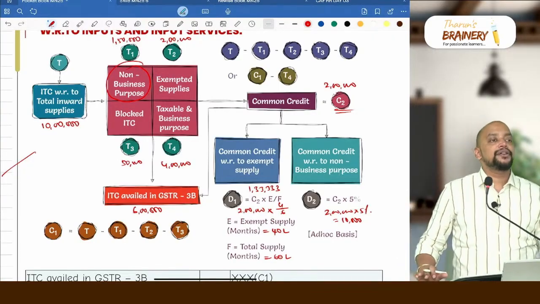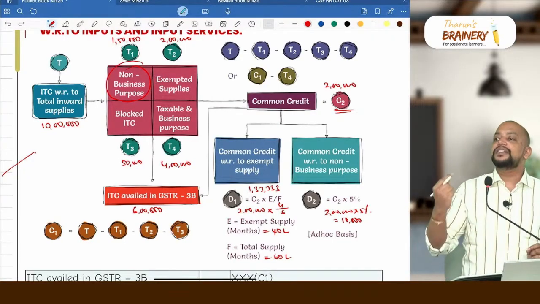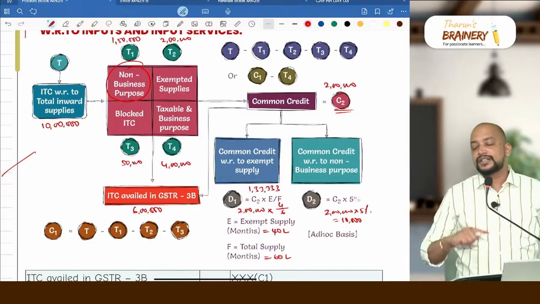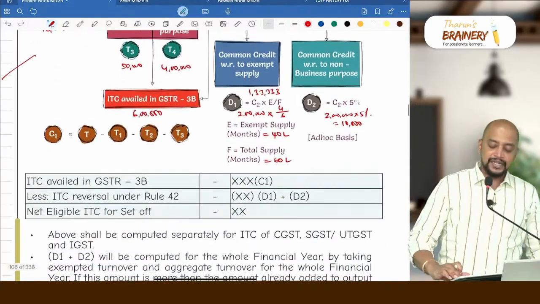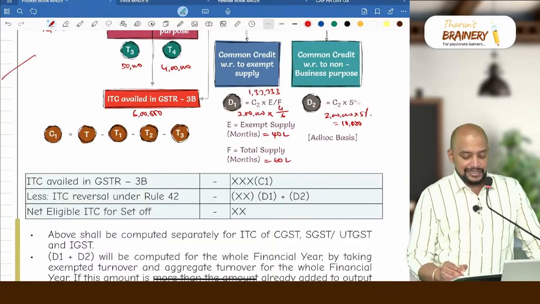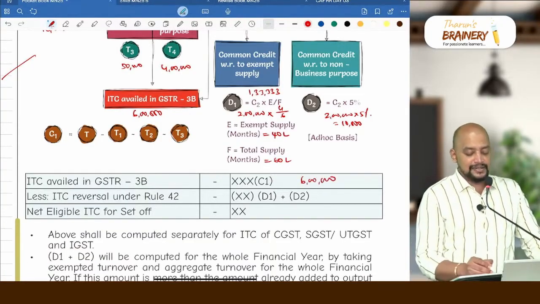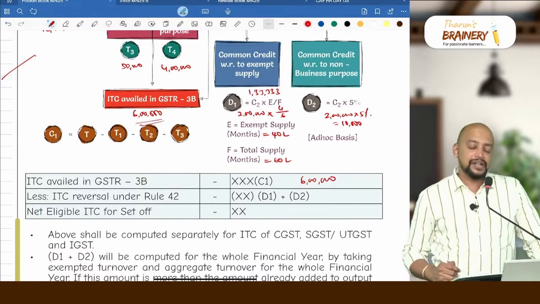This 5% point is required only if, out of the common credit, there is one invoice or one inward supply which is partly used for business and partly used for non-business purpose. Then we need to do this reversal. So what is the ITC availed in GSTR 3B? ITC availed in GSTR 3B is 6 lakhs in this example.